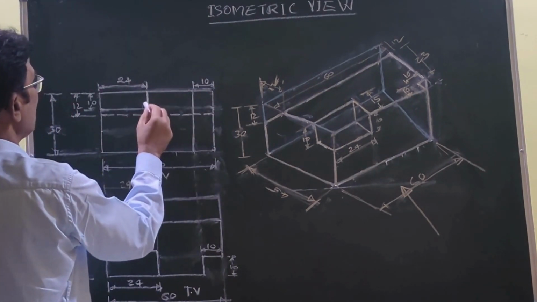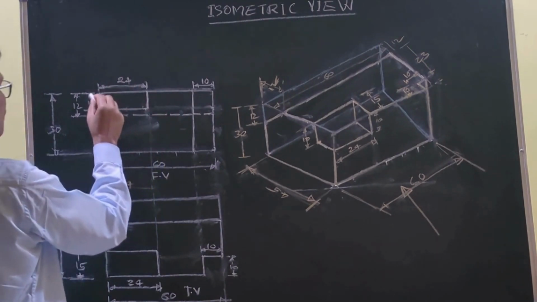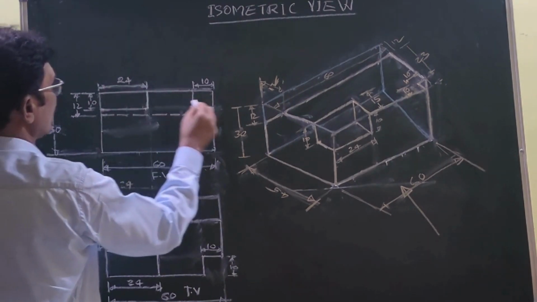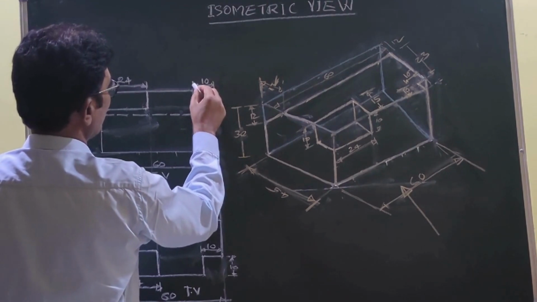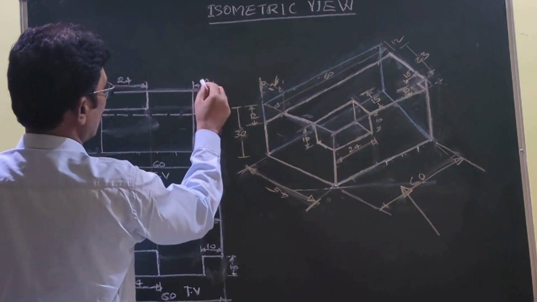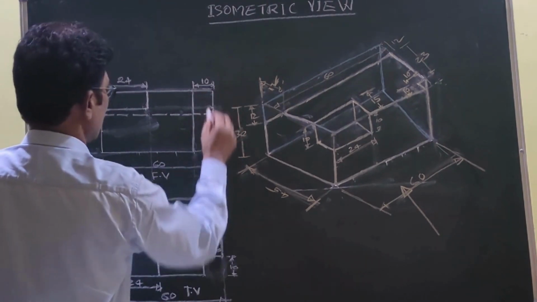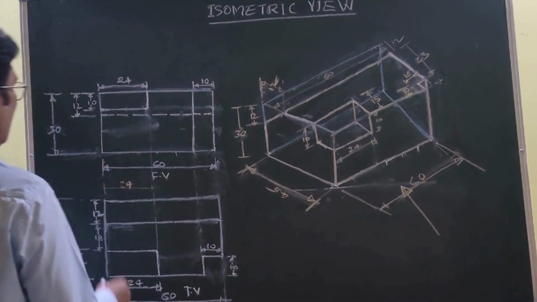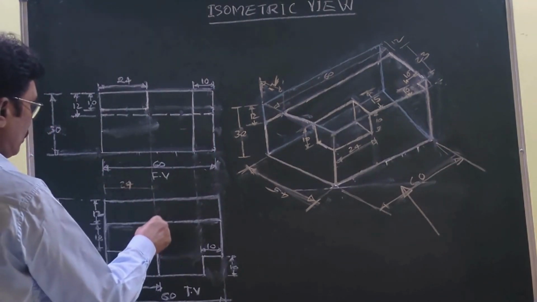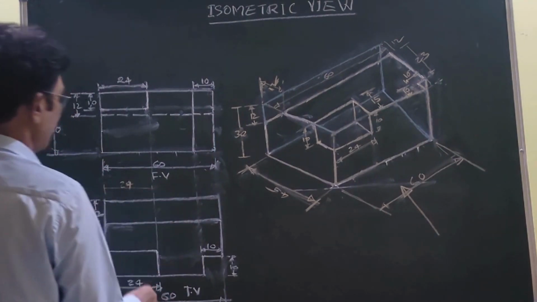This is the part, with depth equal to 10 and length equal to 24. This is the part with length equal to 10, depth equal to 30, length equal to 30. Suppose from this front view, obviously we have to develop the top view.